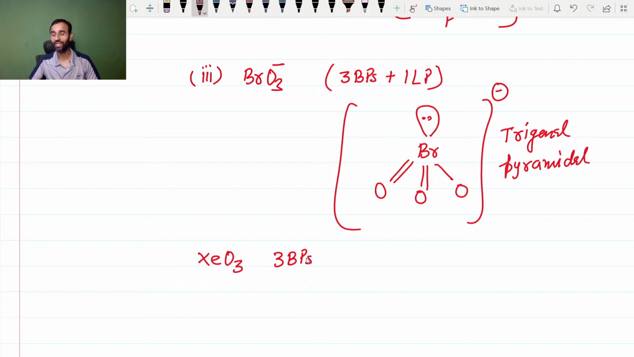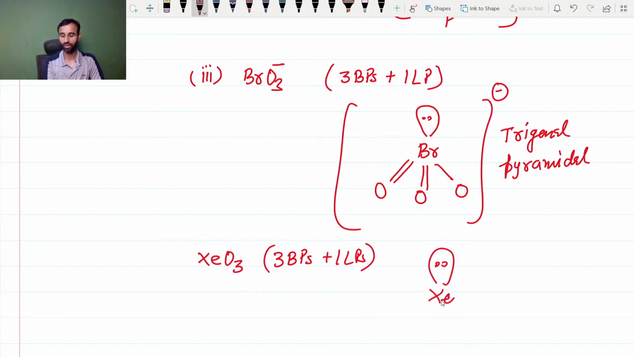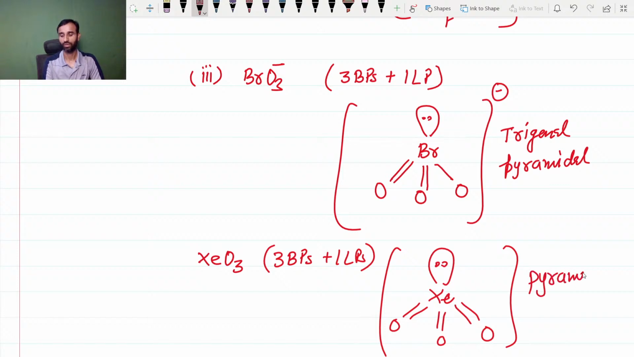Again, xenon has 8 valence electrons. Out of 8, 6 are shared because each oxygen shares 2 electrons. So again there is 1 lone pair, but in this case it is neutral. That's why there are double bonds only. So it is pyramidal in structure. Okay.